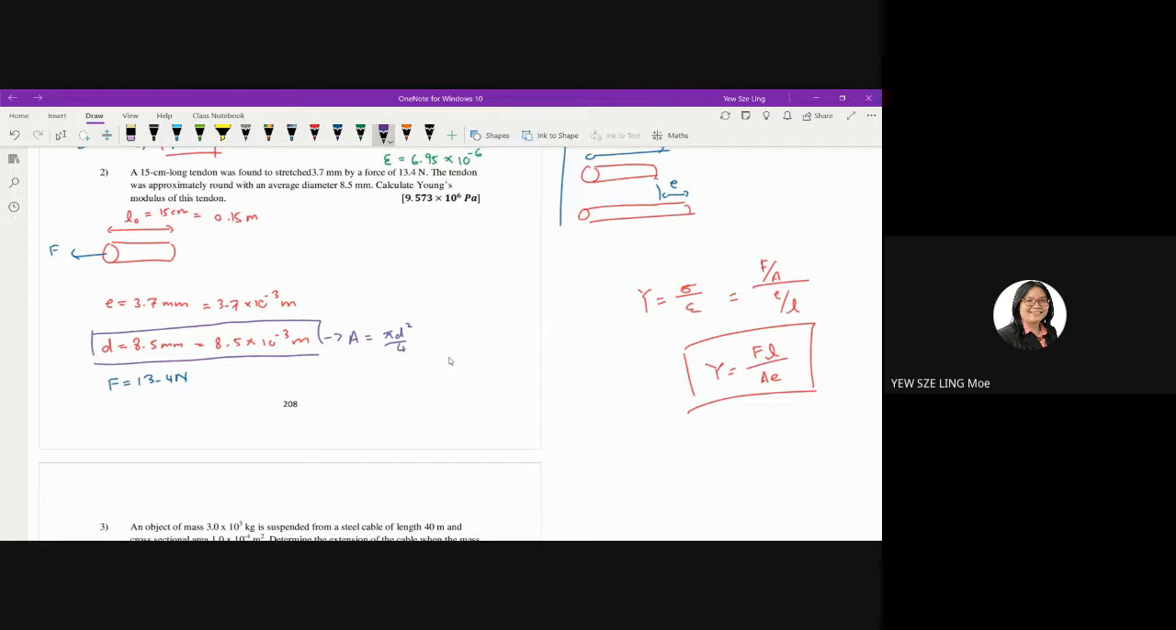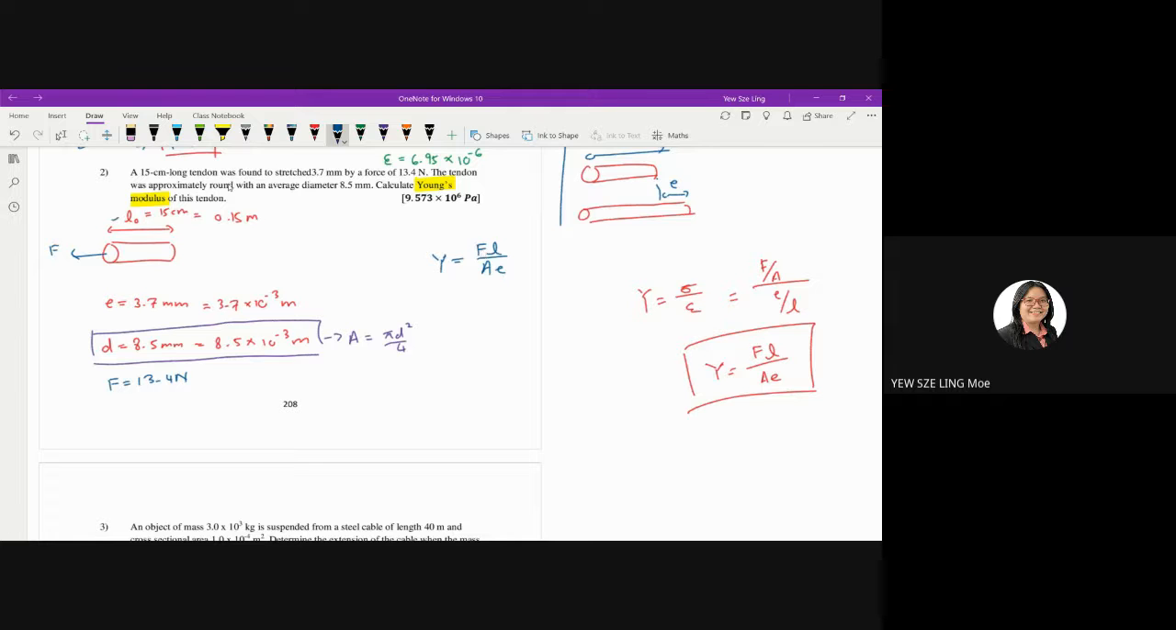Pi d square over 4. So now that you have all of the information, you can then calculate Young modulus. Like I told you just now, in this chapter, you will use these equations quite often. Y equals FL over AE. So is it true? Yes.